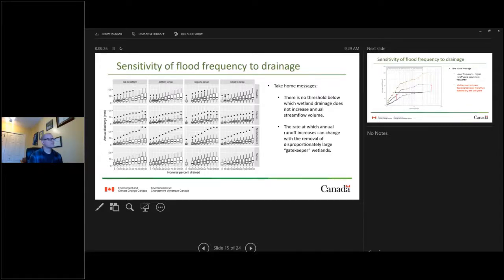What's interesting is that it's more or less a linear rate, but when you do remove disproportionately large, what we call gatekeeper wetlands, you do see a bit of an uptick. You can see this in the top to bottom panel at about 30 or 40 percent drainage by area, a bit of a tick up. That's because in the wetland distribution we use, the largest wetland gets removed when we jump from 30 to 40%. It jumps up there, but those are the big take-home messages here.